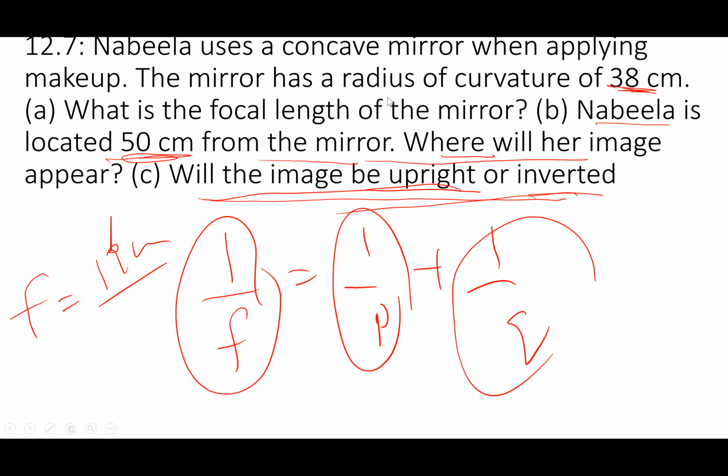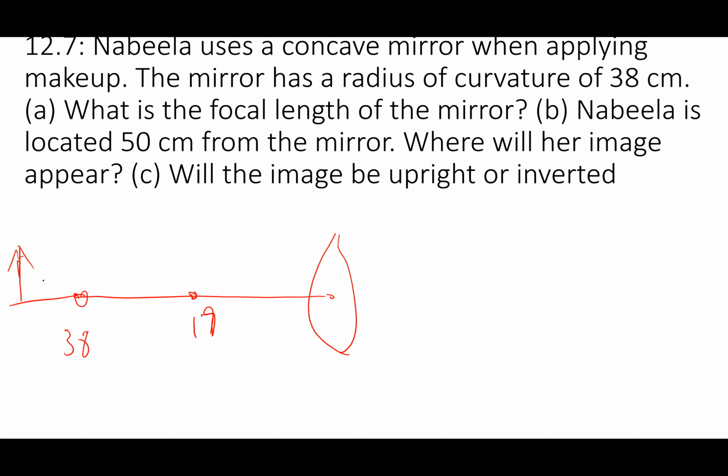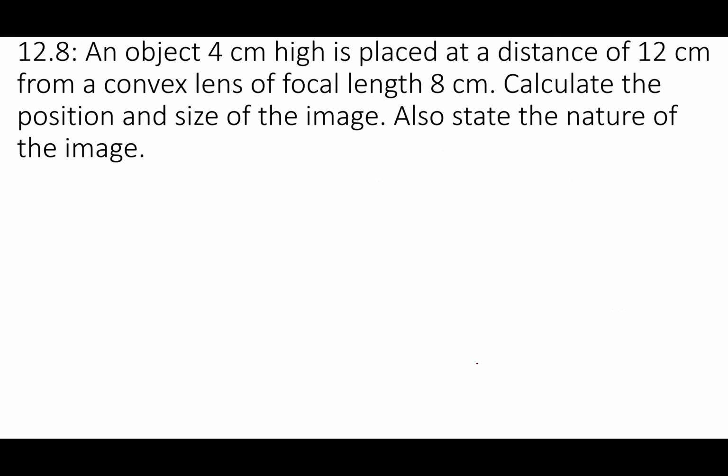Okay, I will do it. This is the pole, this is radius 38 centimeter, this is focal length, a distance of 19. So Nabila is beyond 2f, so her image will be formed between f and 2f. As in image formation you have done, here the image will be inverted.